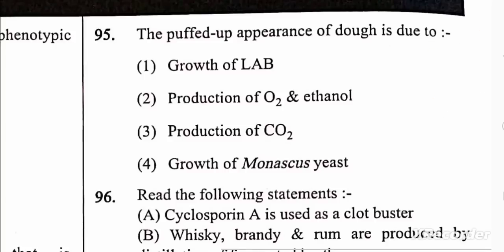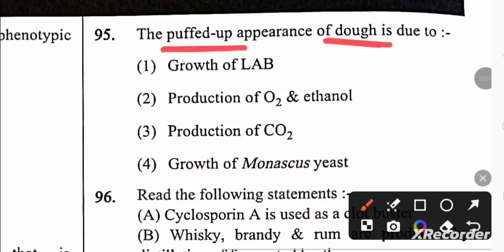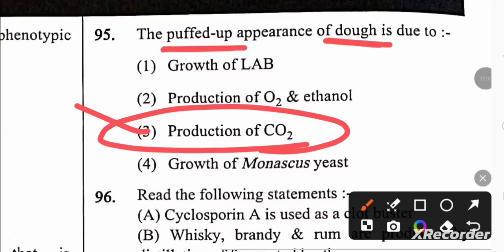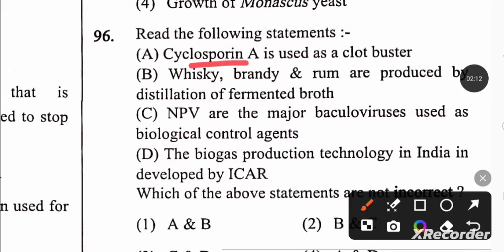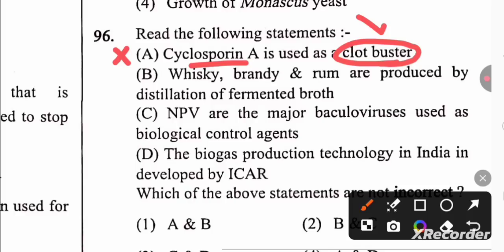In the next question, the puffed up appearance of dough is due to the production of carbon dioxide gas. Read the following statements. Statement A: Cyclosporin A is a clot buster. Children, clot buster is not cyclosporin A because cyclosporin A is an immunosuppressive agent and clot buster is streptokinase. So this statement is wrong. Let us go to statement B. Whiskey, brandy and rum are produced by distillation. So this is the correct statement.